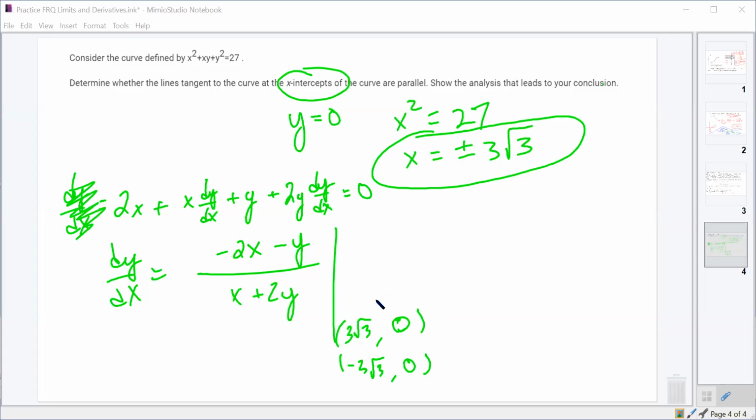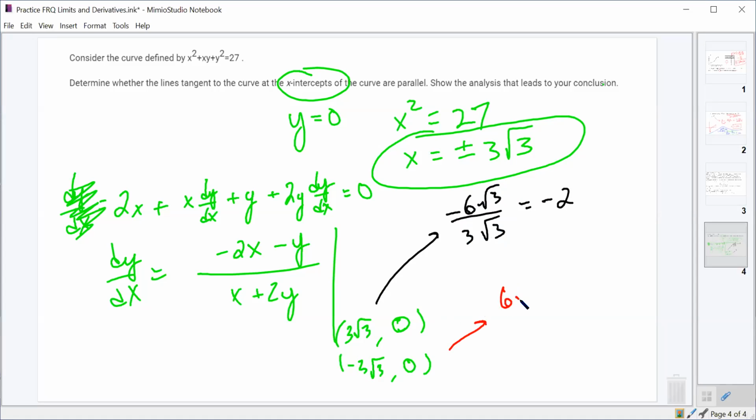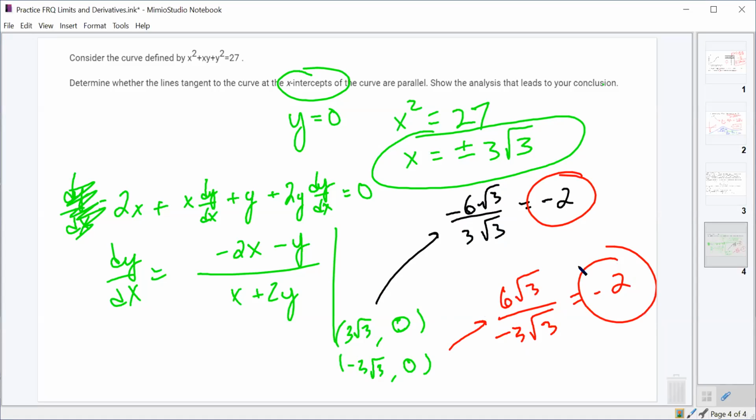So at 3 root 3 comma 0, what's our slope? Negative 2 times 3 root 3, so that'd be negative 6 root 3 over 3 root 3. And so what does that become? Becomes negative 2. And for the other one, for negative 3 root 3, we got negative 2 times negative 3 root 3, which is going to be 6 root 3. And the denominator is going to be negative 3 root 3, which is negative 2. Slopes of the tangent lines are the same. And so we would say, yes, they are parallel.